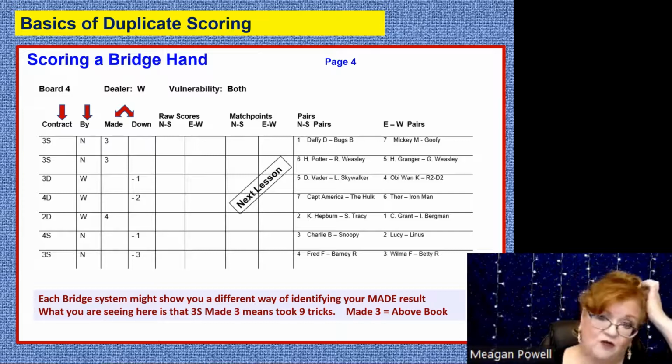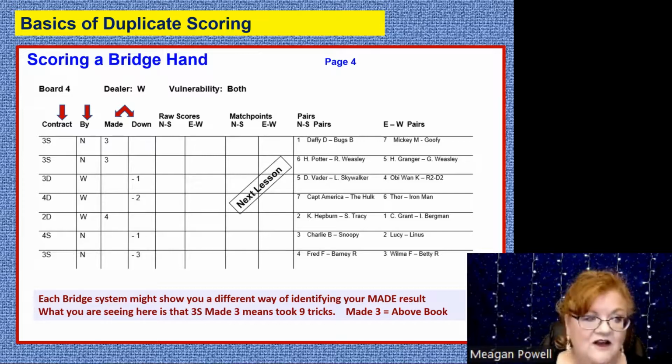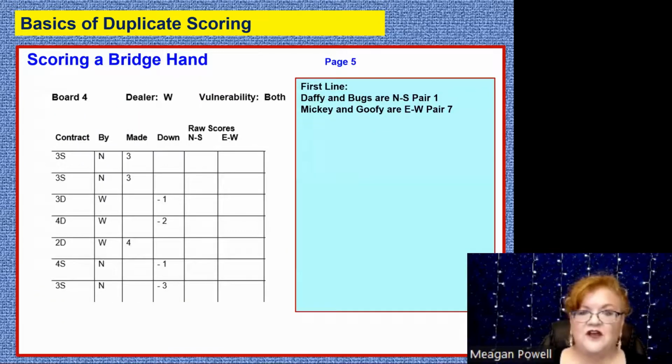So when you look at the far right here on this chart, the computer has to know that north-south 1 played against east-west 7 on board 4. And it will know that because it knows at which table you started. It's all computerized. So let's take a look at how to turn this into raw scores.